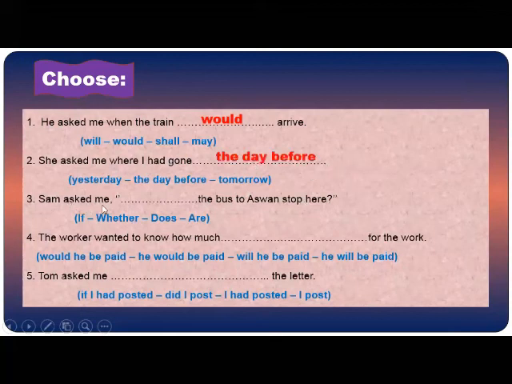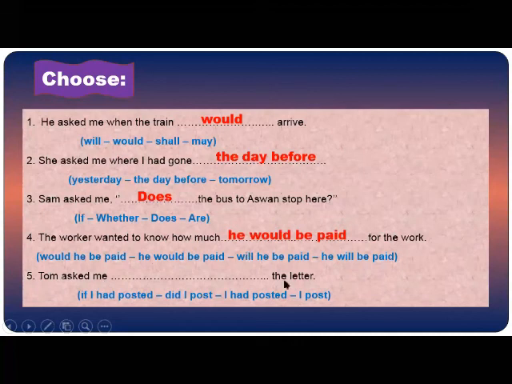Sam asked me, with inverted commas, so I keep the tense. So Sam asked me the bus to Aswan stop here. So does. The worker wanted to know how much for the work. I will start with the helping verb or the subject. I will start with the subject. So how much he would be paid.